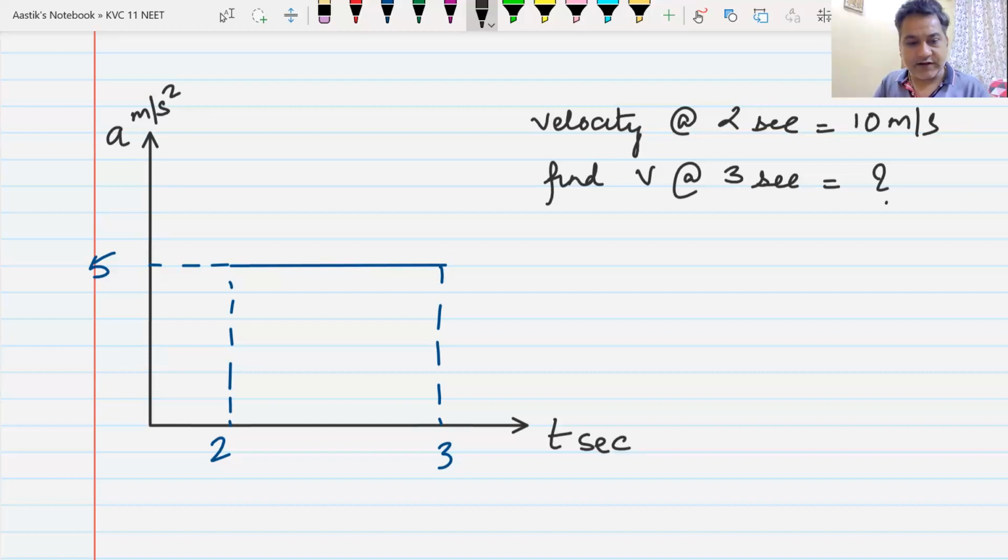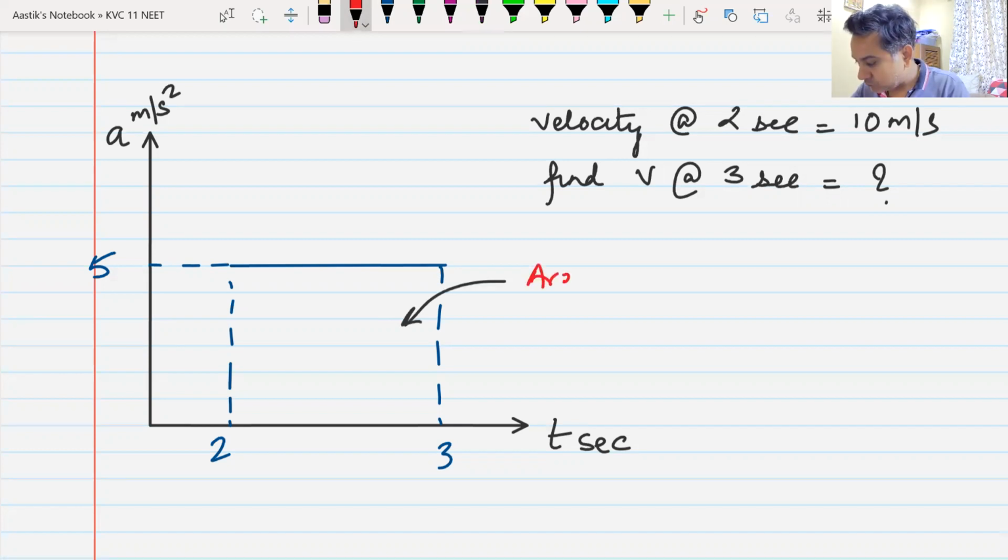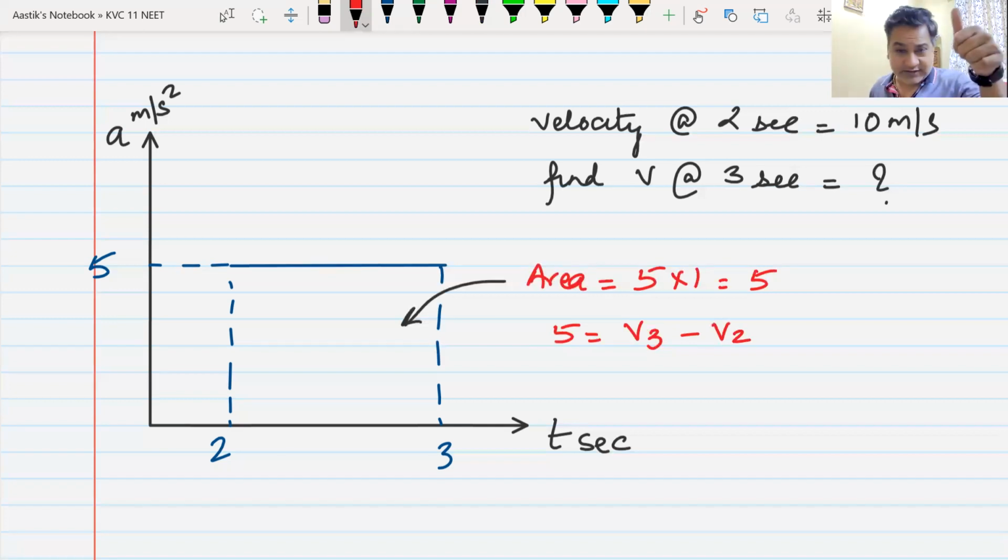Yes, my dear friends, do we have an answer for this one? Okay, the mic is not working. Anyways, first of all, we find the area of this graph. What is the area of this graph? The area is 5 multiplied by 1. Yes or no? Length is 5 and width is 1. So it is 5. So area of this graph is change in velocity. Final velocity is velocity at 3 seconds minus velocity at 2 seconds. Yes or no?